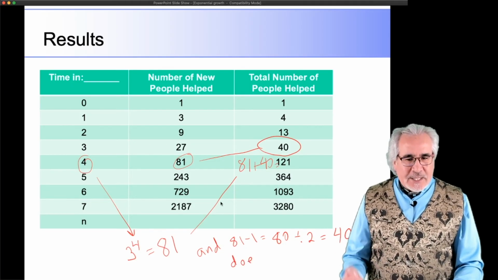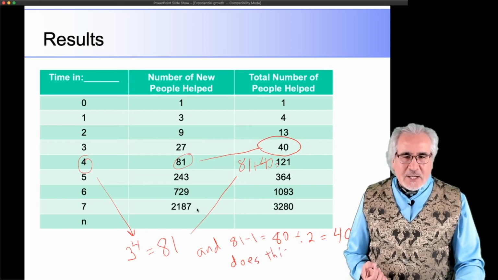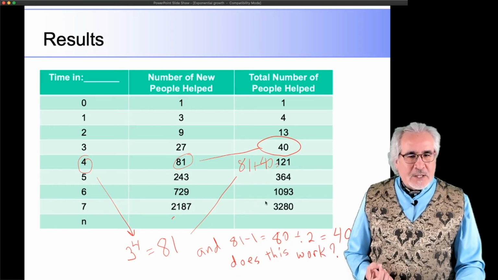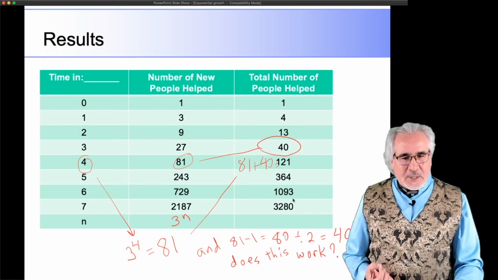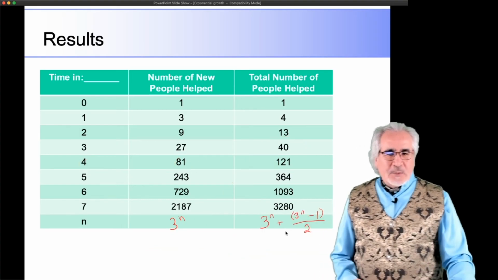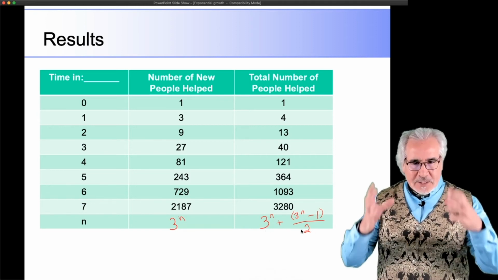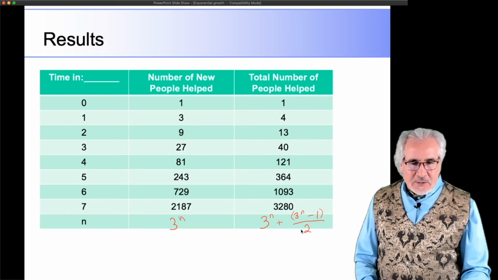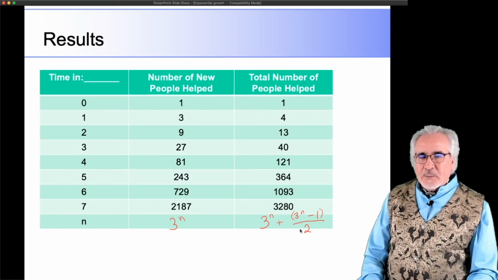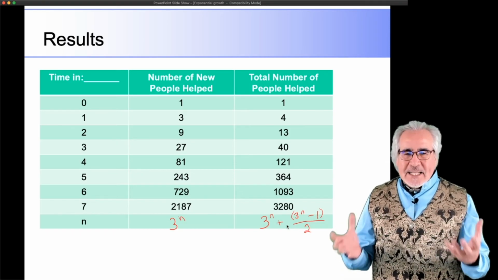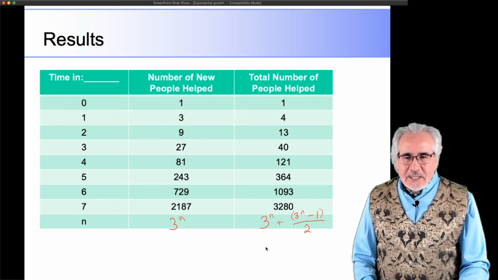Now, will that work for each of these steps? Give it a try. You'll see that you can do this. 3 to the 7th gives us this. So 3 to the 7th minus 1 divided by 2 gives us actually the previous amount. And so that helps us come up with this formula: 3 to the n, the new people being helped, plus the total helped, in a summative form, from the previous level. Now we have a formula where we can go to the 20th round, plug in 20, and we'll see exactly how many people were helped in that setting.